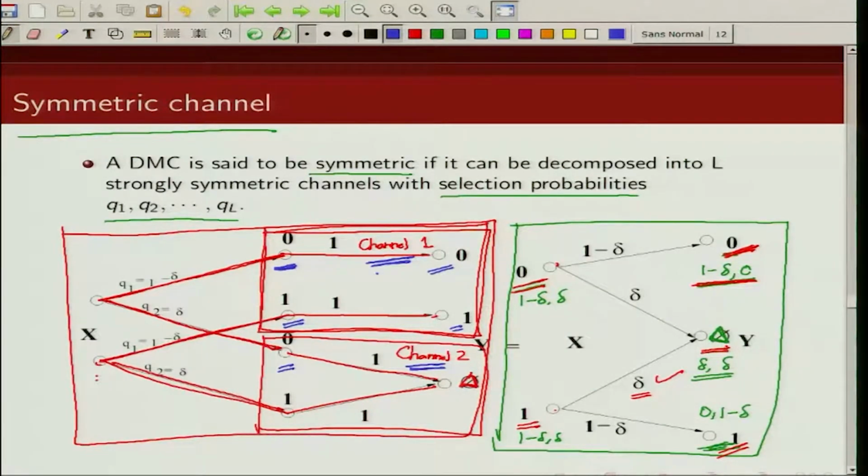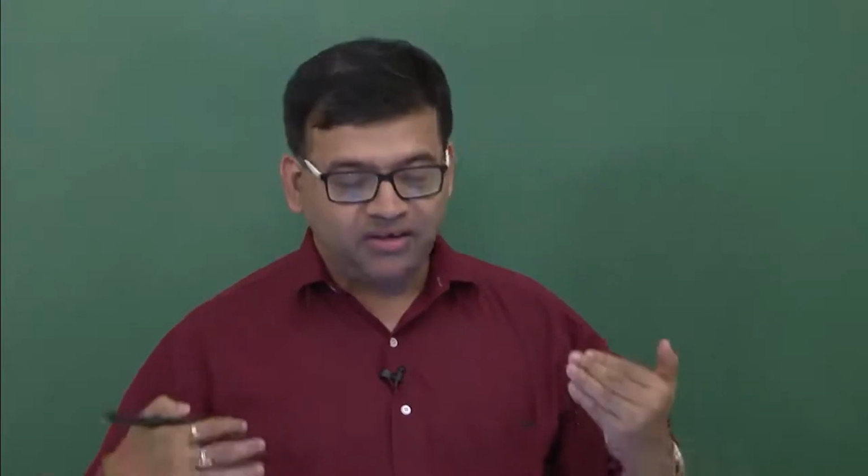Now why are we doing this? Why are we trying to decompose this symmetric channel into strongly symmetric channels? That is because we know exactly the capacity of a strongly symmetric channel. So if we can write a symmetric channel in terms of strongly symmetric channels, perhaps we can get the capacity of a symmetric channel as well, and that's where we are headed.